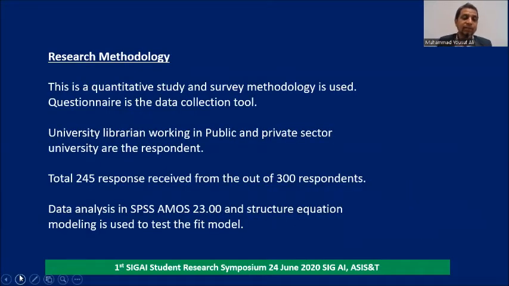Research methodology. This is a quantitative study, survey methodology is used, and a questionnaire is the data collection tool.